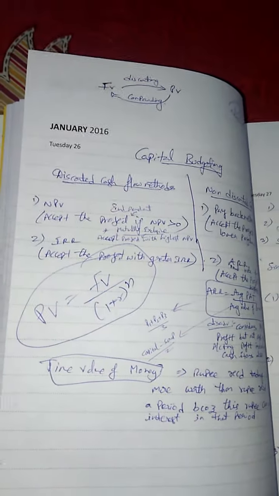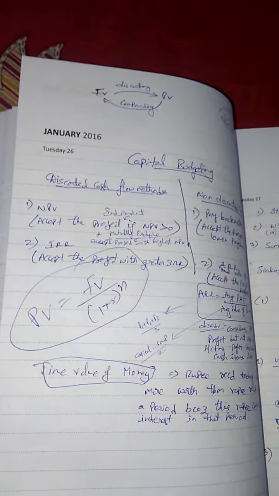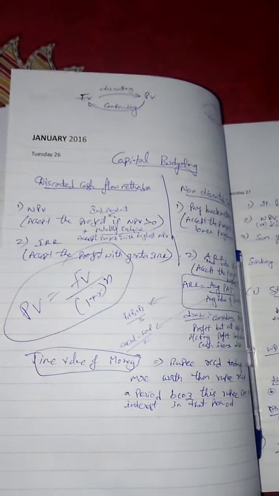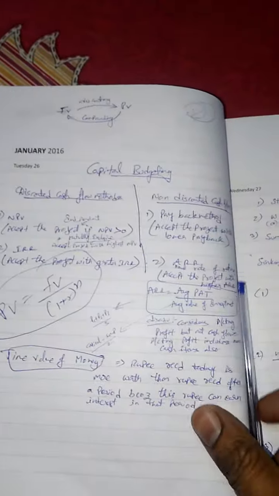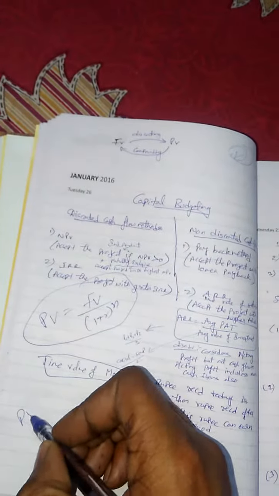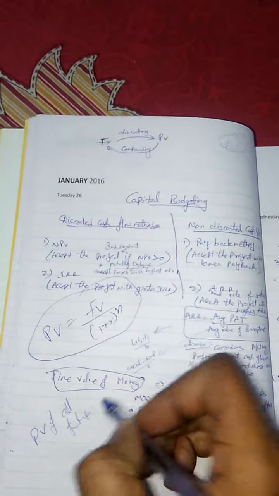In discounted cash flow methods, we have two methods. One is NPV, net present value. Second is IRR, internal rate of return. Now what is NPV? Net present value is nothing but the present value of all future inflows.